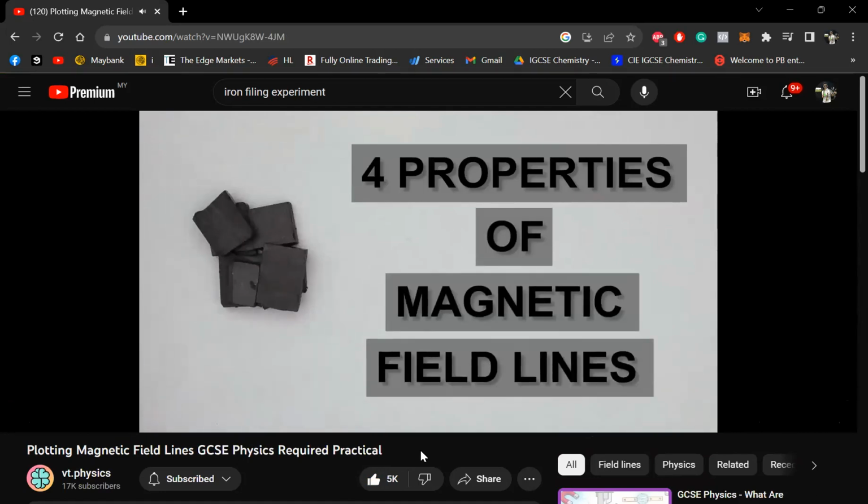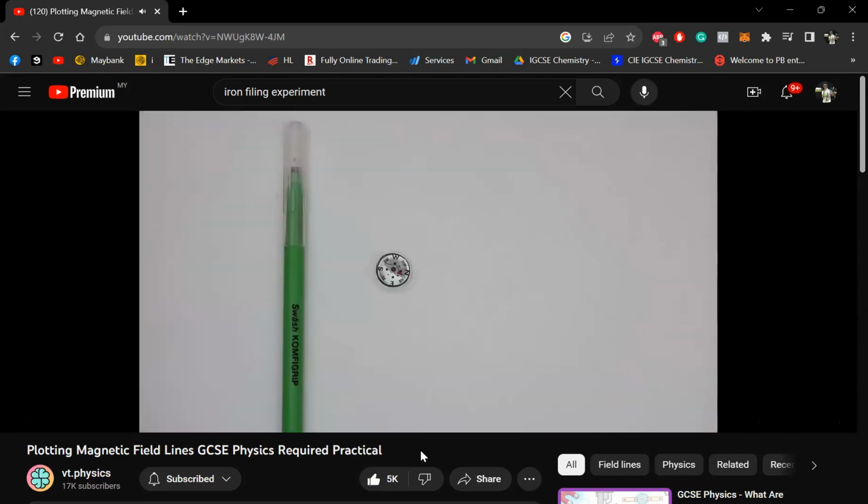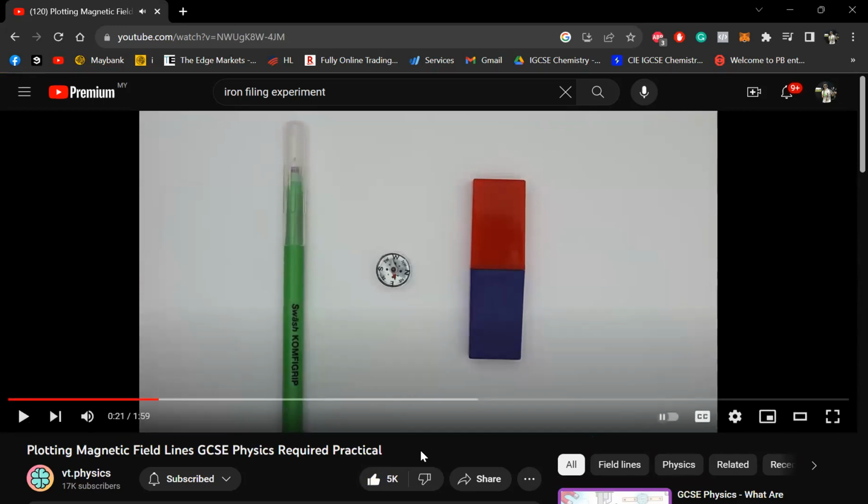Oh, please, no. What? Wrong. It's just the compass. It's like a normal compass that points to the north. Yeah, it's a very small compass.